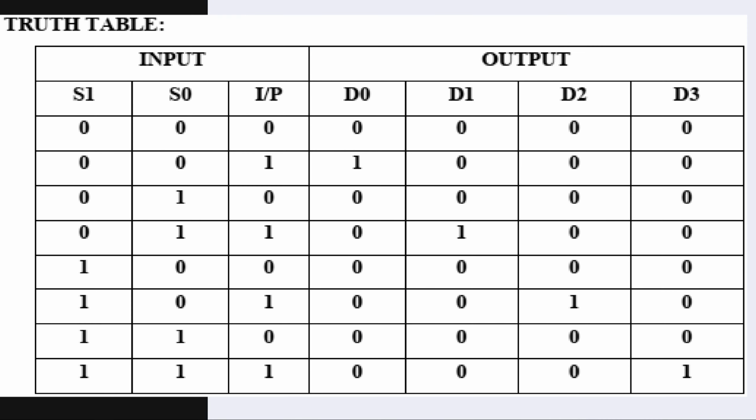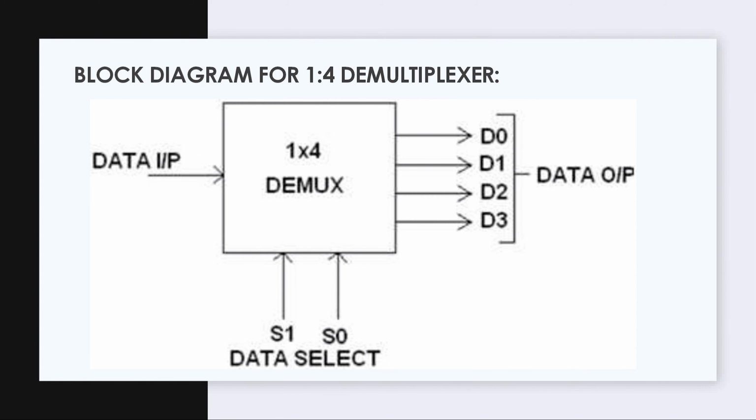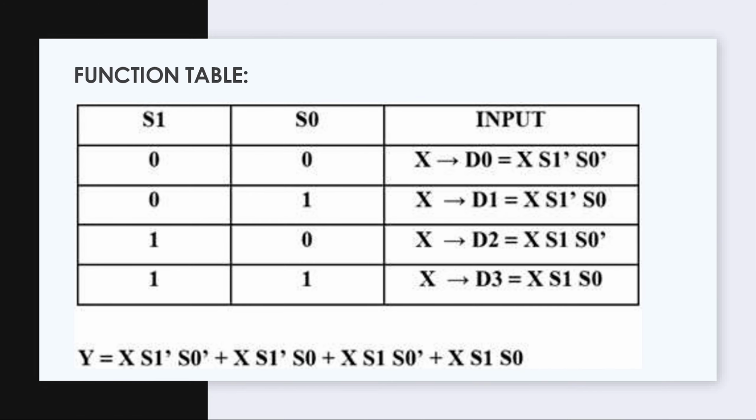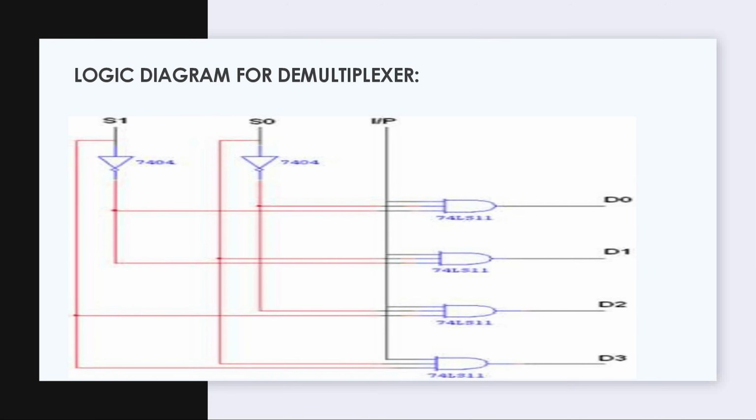This is the truth table for a demultiplexer, and this is the block diagram for a 1 into 4 demultiplexer, and this is the function table of a demultiplexer, and the logic diagram for a demultiplexer.